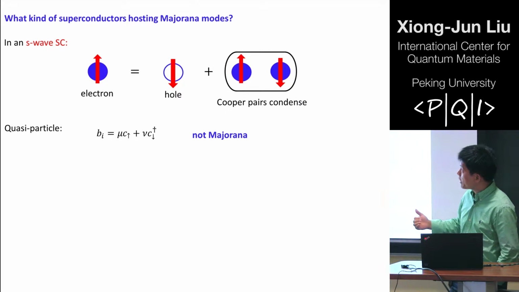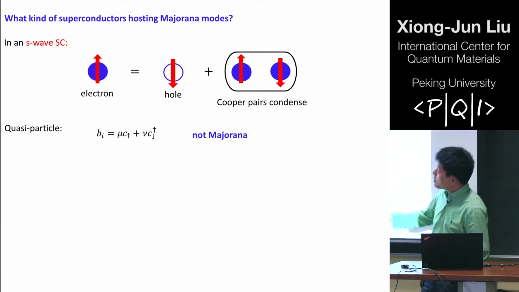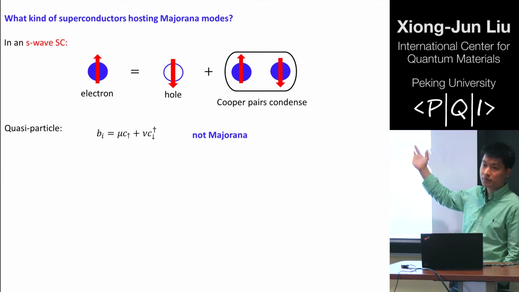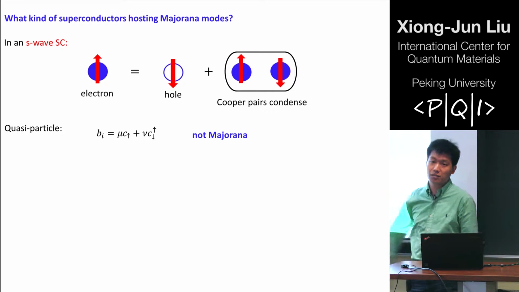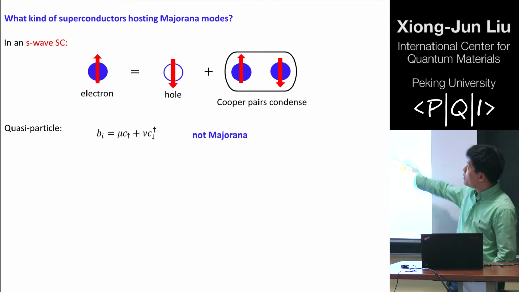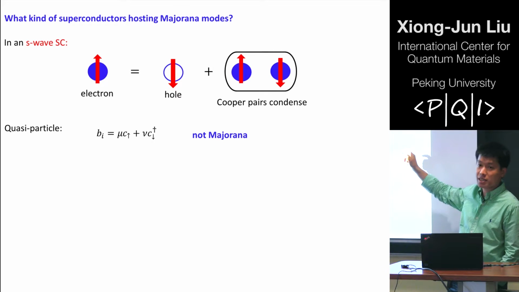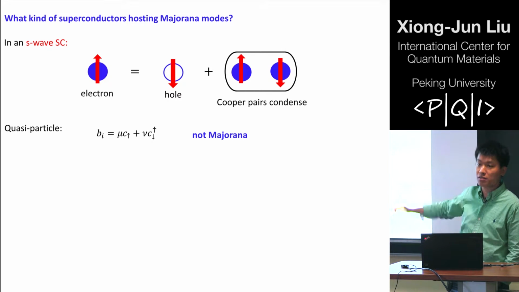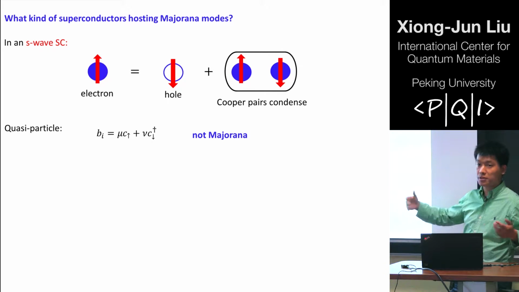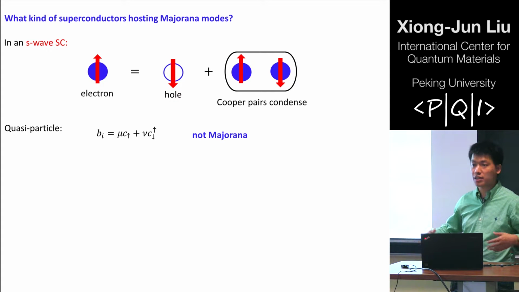For example, in the s-wave superconductor, you can say that the electron equals the hole plus the Cooper pair. So the left equals the right. This is just identical. It's an equality. However, in the superconductor, the Cooper pairs condense, so you cannot see the Cooper pairs. They condense to the ground state.